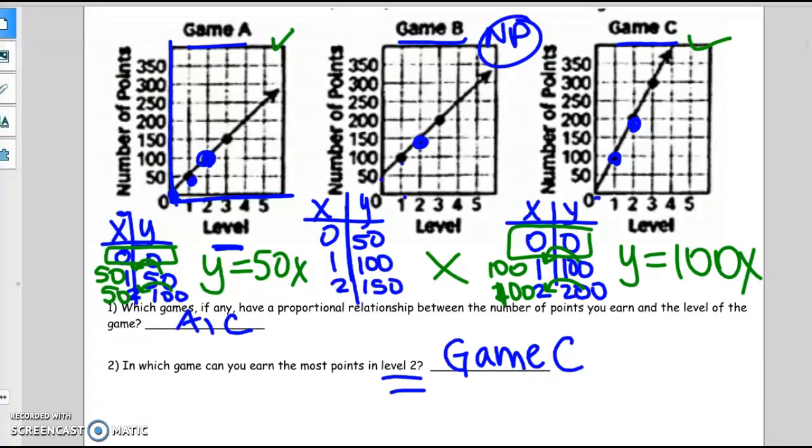And make sure you understand how to make these equations, how to read these graphs, and how to read the tables.